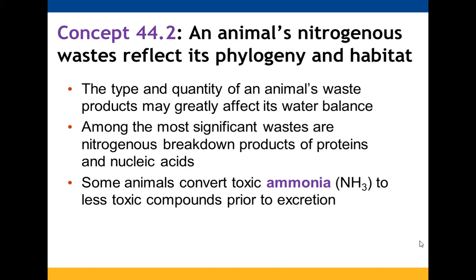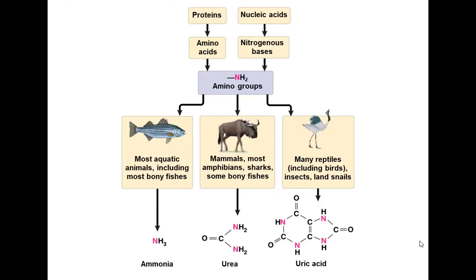So, section two: nitrogenous waste reflects both an animal's phylogeny and its habitat. What type of waste it makes and how much can have significant impacts on its water balance. The nitrogenous breakdown products from proteins and nucleic acids are probably the most significant waste that animals have to deal with. Ammonia is pretty toxic, and as a result, some animals convert it to less toxic compounds like urea or uric acid before they excrete it.